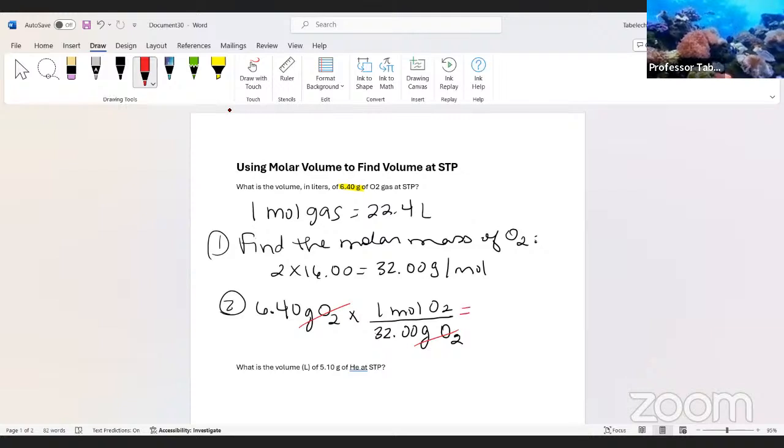Now, what you do need, of course, is your calculator to calculate this with me online. I'm going to plug in on my calculator 6.4 divided by 32.00. So that gives me 0.2.